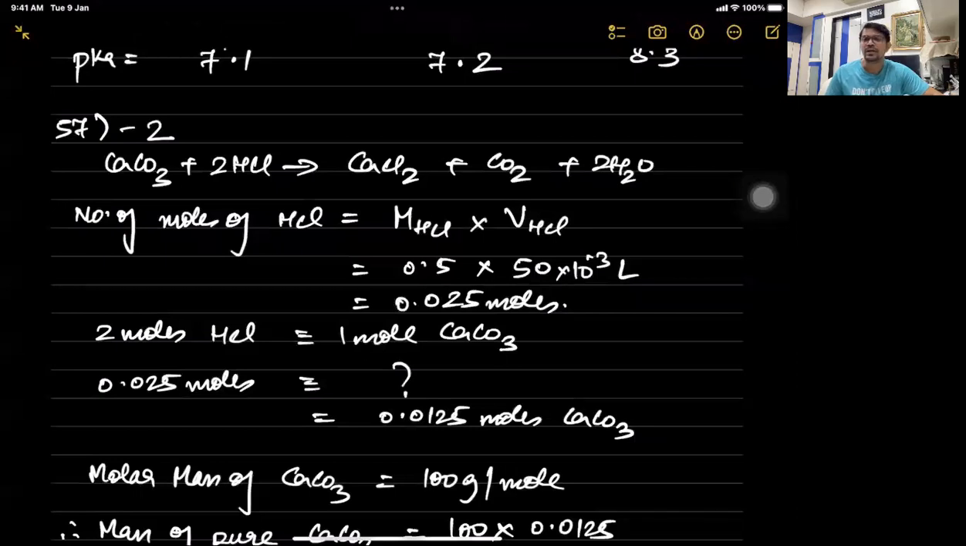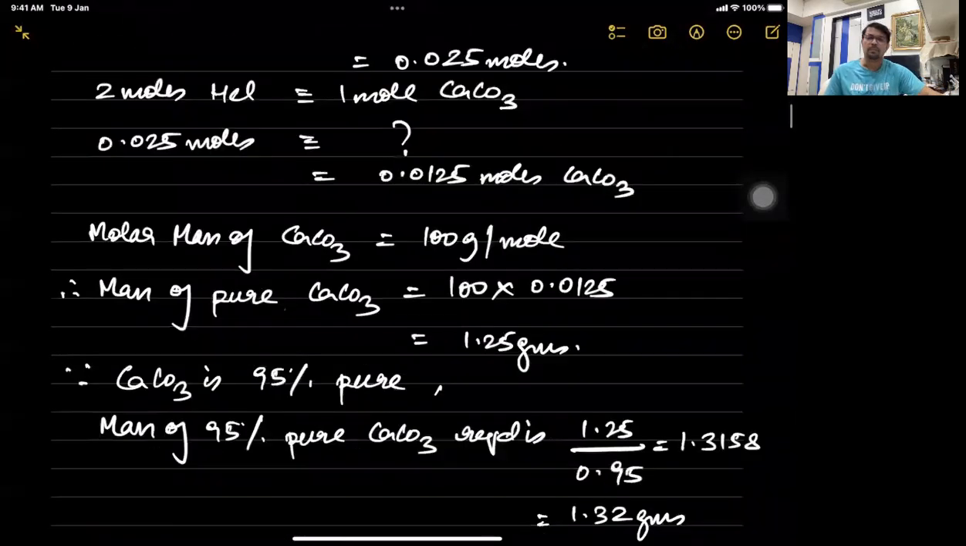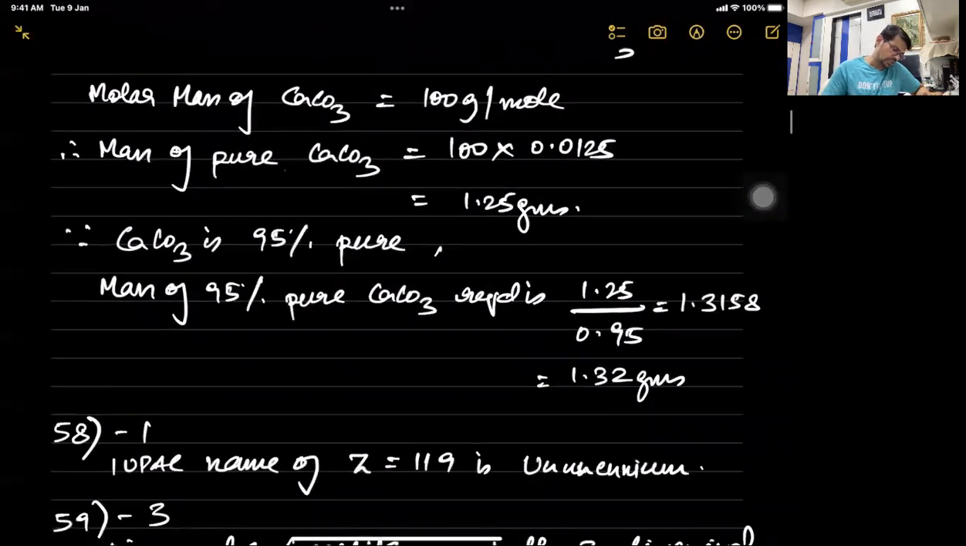We get the moles of calcium carbonate. Molar mass of calcium carbonate is 100 grams per mole. Calcium atomic mass is 40, carbon is 12, oxygen is 16 into 3, that's 48. 48 plus 12 is 60, plus 40, 100. Now, mass of pure calcium carbonate will be the molar mass into the moles. That is 1.25 grams. Now it is said calcium carbonate is only 95% pure. So mass of 95% pure will be 1.32 grams. That's one.